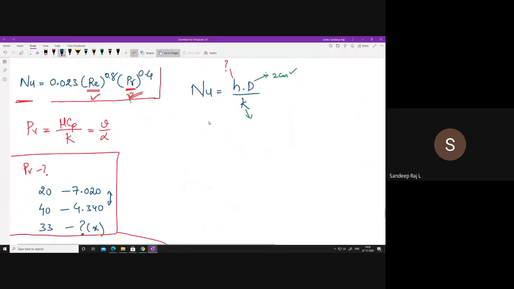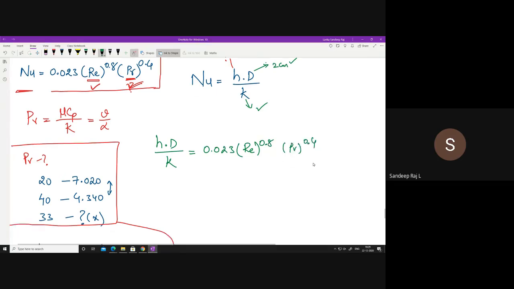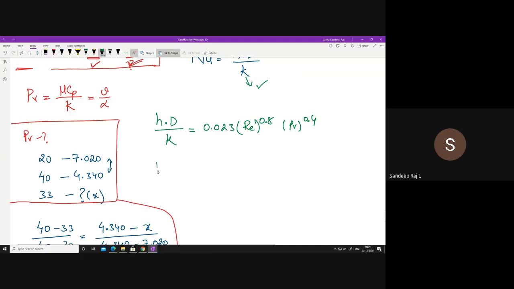So you substitute that K value into this now. Here you have this Nusselt number. In this Nusselt number, you know D, and K is also known to you. So what I'll do is I will directly write hD by K is equal to 0.023 into Re power 0.8 into Prandtl power 0.4. In the place of h you will put h because it is unknown. The diameter is 2 into 10 to the power of minus 2.